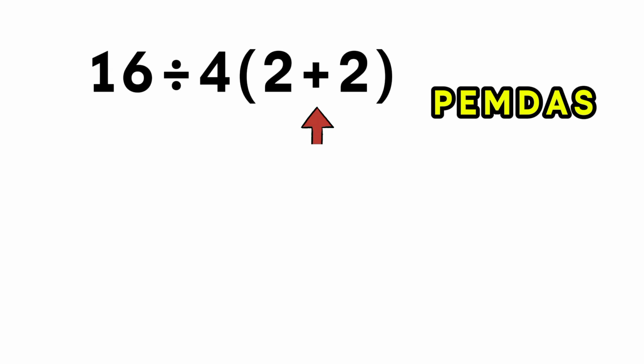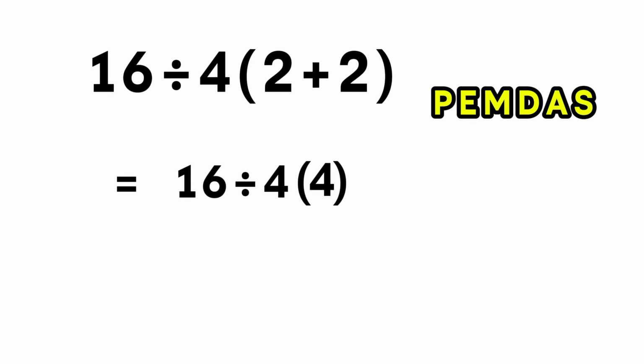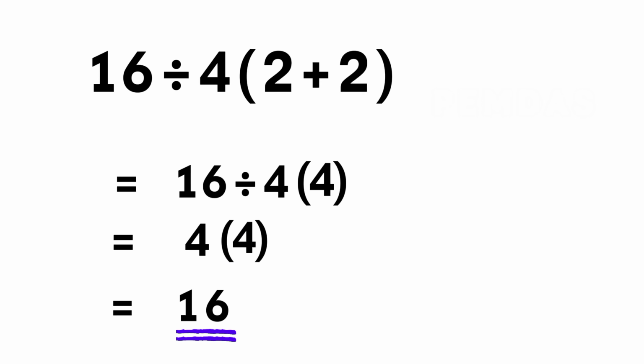So we start with the parentheses. 2 plus 2 gives 4. Now the expression becomes 16 divided by 4 multiplied by 4. From here, multiplication and division must be handled from left to right. So first, 16 divided by 4 gives 4. Now multiply. 4 multiplied by 4 equals 16. So the correct final answer is 16.